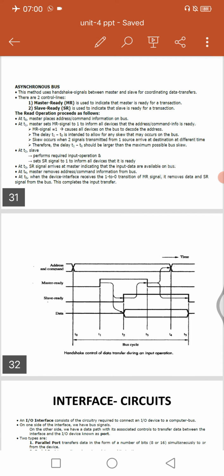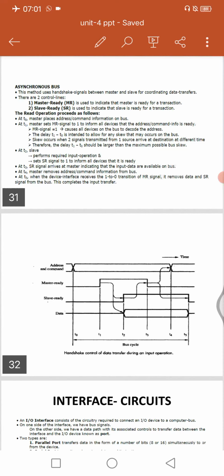So, in order to perform a read operation, at T0, the master places address or command information on the bus. At T1, the master sets the MR signal to 1 to inform all devices that address or command information is ready. That means MR signal equal to 1 causes all devices on the bus to decode the address.